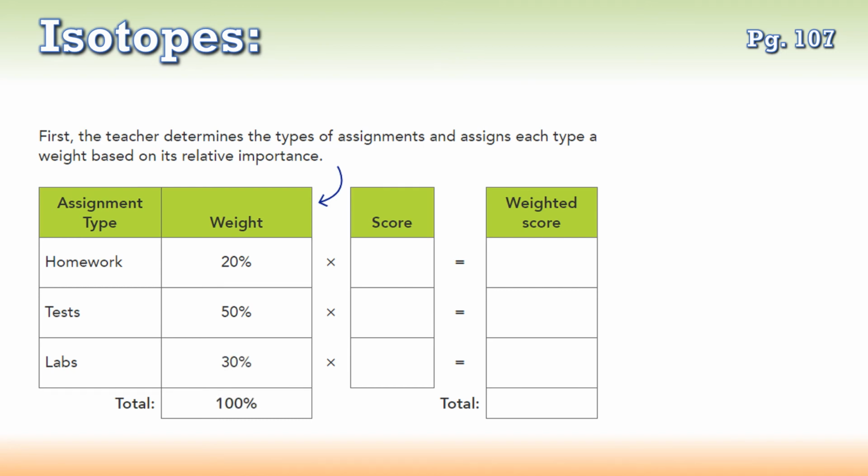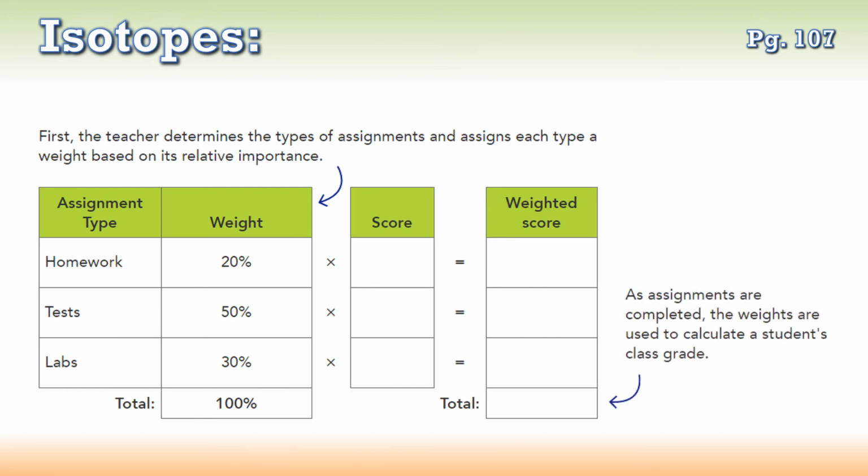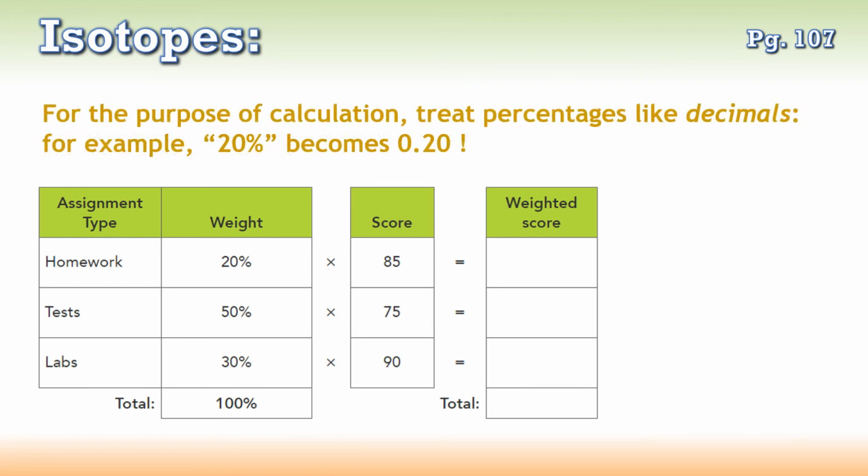Of course, that's a total of 100%. And then we're going to take the scores that we actually get, the actual scores the students complete, and we're going to multiply them by those weights: 85 for homework, 75 for tests, 90 for labs, and then we just do the math. When we do the math, it's important to remember that the percentage is treated like a decimal. So 20% becomes 0.2, 50% becomes 0.5, 30% becomes 0.3. 0.2 times 85 is 17, 0.5 times 75 is 37.5, 0.3 times 90 is 27, and we add it all up. Our weighted score is 81.5.